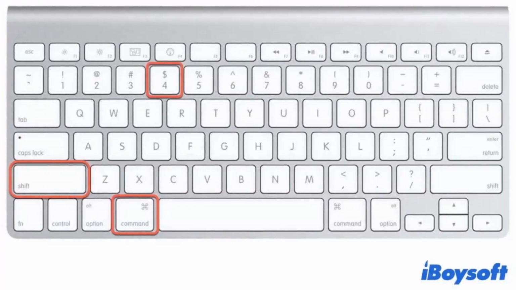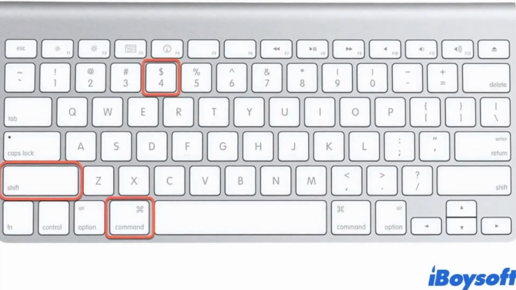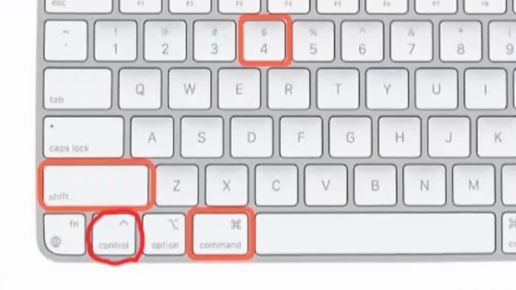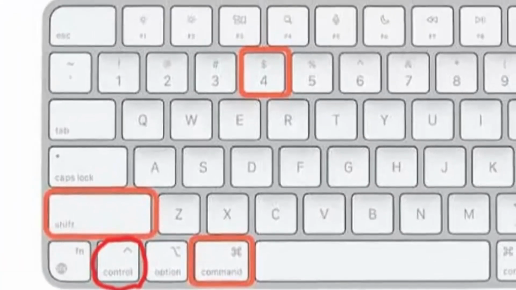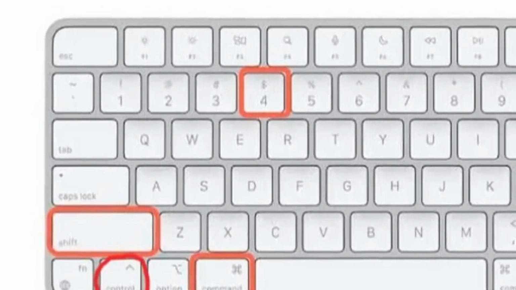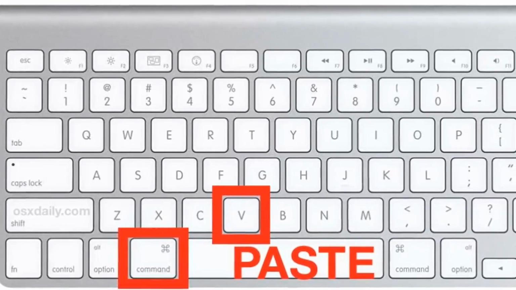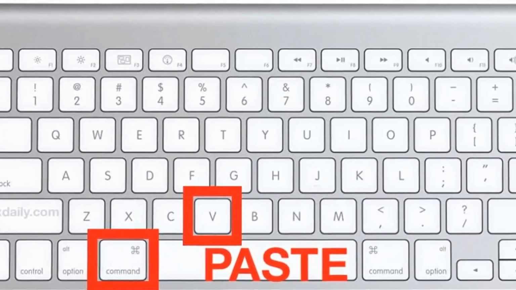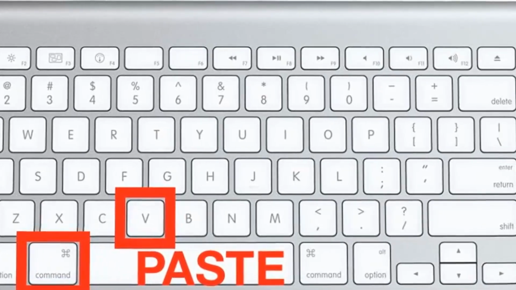Similarly, pressing the Shift key, the Command key, and the number 4 key lets you select an area to save as a file. But if you press the Control key, the Shift key, the Command key, and the number 4 key, it lets you select an area and copies it directly to your clipboard. After copying, you can use the standard Mac paste command, which is pressing the Command key and the V key to paste your screenshot anywhere you need it.